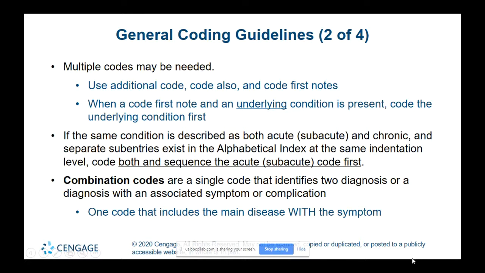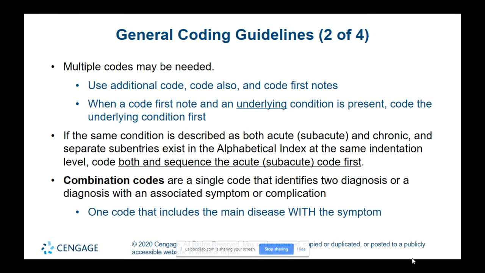Combination codes are codes that are used to identify more than one diagnosis or a diagnosis with a complication. So it's just one code that covers both things. For instance, high cholesterol with high triglycerides is one code. You wouldn't code high cholesterol and then separately code high triglycerides. There's one code that covers both of those.